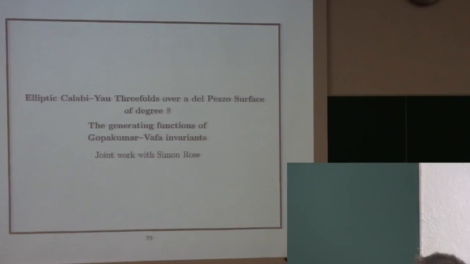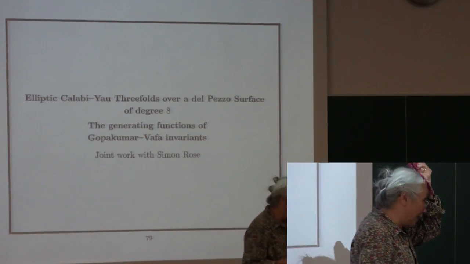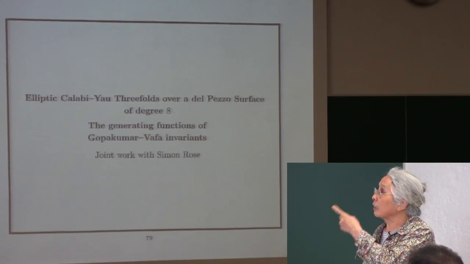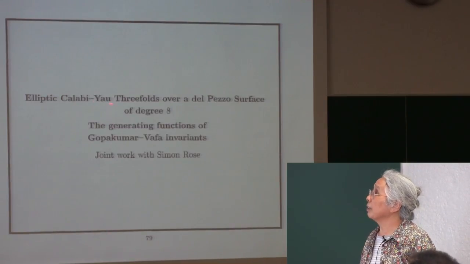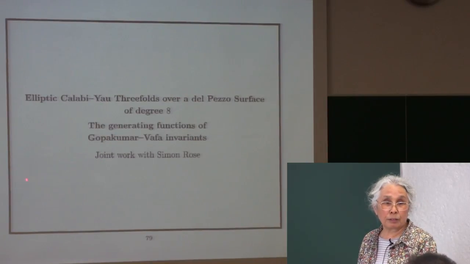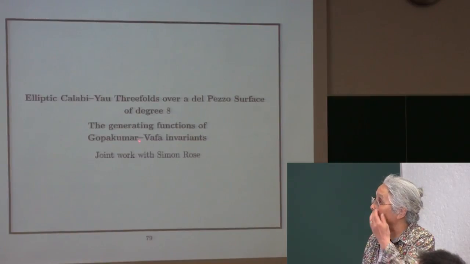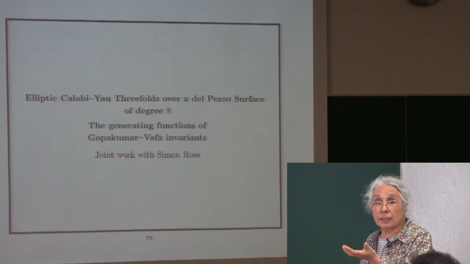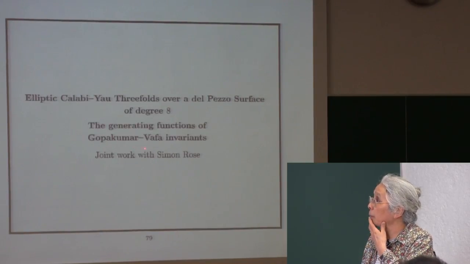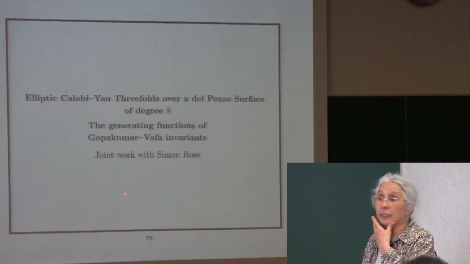But this is not what I want to do today. These proofs are quite involved, and by themselves they would be another lecture. So in today's lecture I want to do something different: an elliptic Calabi-Yau threefold over the del Pezzo surface of degree 8. I want to consider the generating function of Gromov-Witten invariants, but Gromov-Witten is too difficult to do anything with. So physicists came up with the Gopakumar-Vafa invariants. These can be computed, and the Gromov-Witten invariants can be expressed in terms of Gopakumar-Vafa. This is joint work with my former postdoctoral fellow Simon Rose.